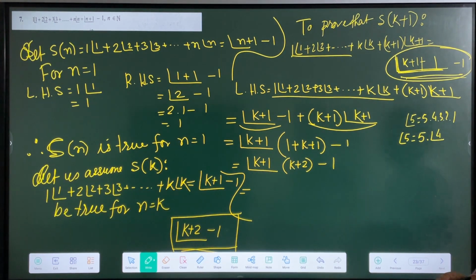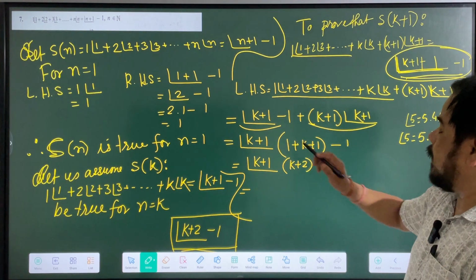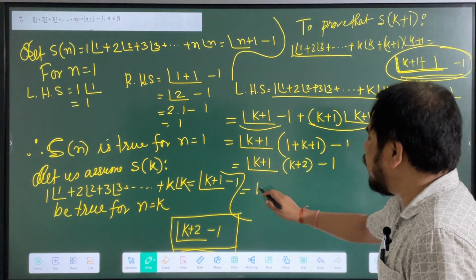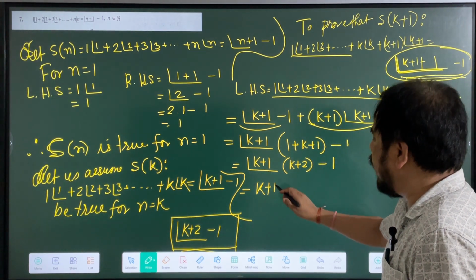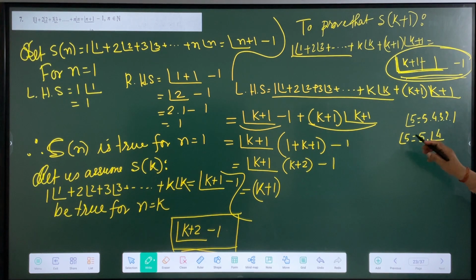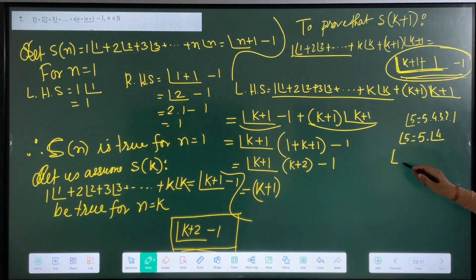Now, in place of factorial k plus 1, can we write k plus 1? Okay, let me explain this one first. Factorial k plus 1, look here. Factorial 5 means factorial 4 plus 1. 5 means 4 plus 1. So I have kept it as it is.